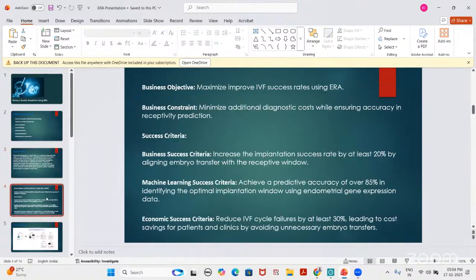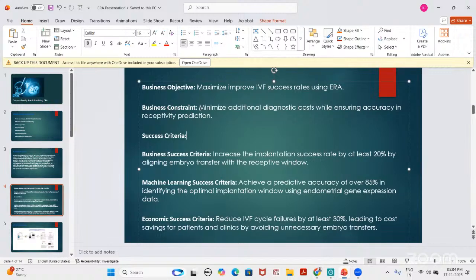And while working on this business problem, we understand the business objective, which is to maximize and improve the IVF success rate using ERA. Because whenever someone goes for IVF, it is quite expensive, and along with that, we just want to improve or maximize the IVF success rate. So this is the business objective that we have.